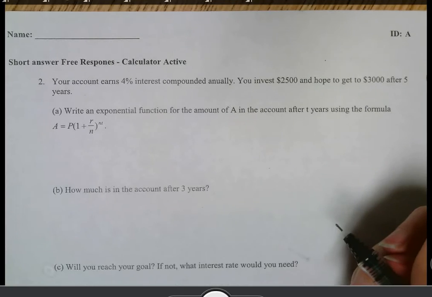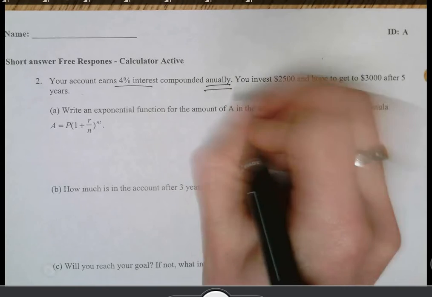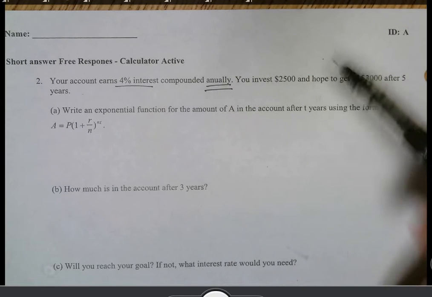Flipping it over. For 2, we know we have an account. It earns 4% of interest annually. Annually is a key thing here for this. We'll come back to that in a minute.